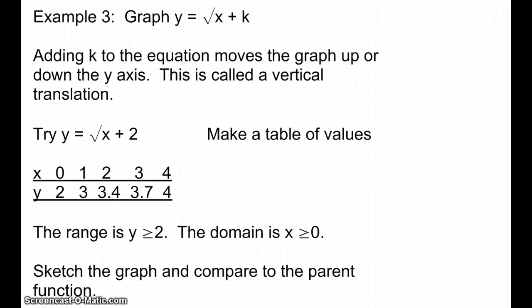So in our table of values, when x is 0, y is 2. When x is 1, y is 3, and so on down the line. The domain here is x is greater than or equal to 0. But you can see in this case, when x is 0, y is 2. So the range is y is greater than or equal to 2. The lowest value that y can be is 2. We're going to sketch the graph and compare it to the parent.